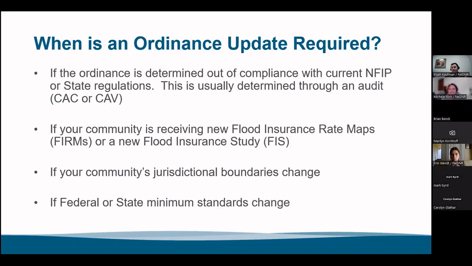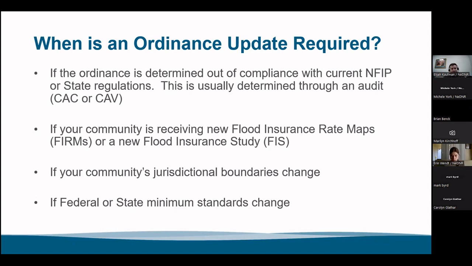An ordinance update will be required if the ordinance is determined to be out of compliance with current NFIP or state regulations. So we determine that typically through the auditing process. Auditing process for us means a CAC, a Community Assistance Contact, or a CAV, Community Assistance Visit. The difference between the two is that a CAC is a more informal visit or contact with your community just to verify that your program is being run correctly, that you're administering your ordinance, and that everything is good to go. A CAV is a much more in-depth look at your administrative processes and typically involves some site review. But during both of these, we will review your floodplain ordinance to see if it's in compliance or if things need to be updated.